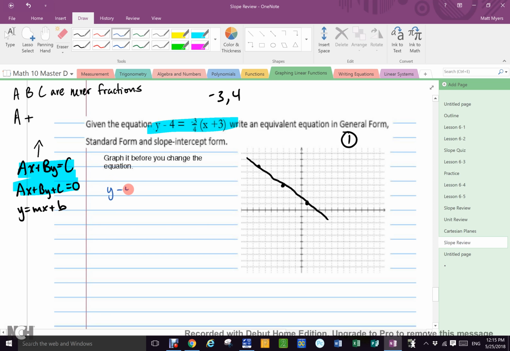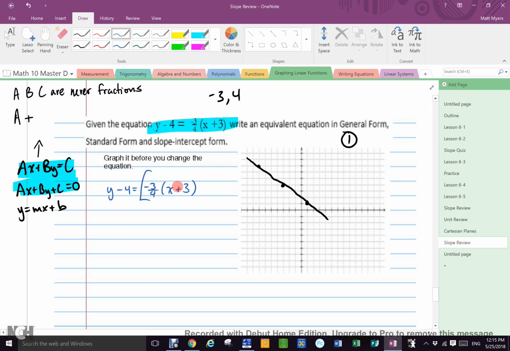I have y minus 4 equals negative 3/4 x plus 3. I need that to look like one of those two. What's in the way? No fractions allowed. What else? No brackets allowed. How do I get rid of divided by 4?